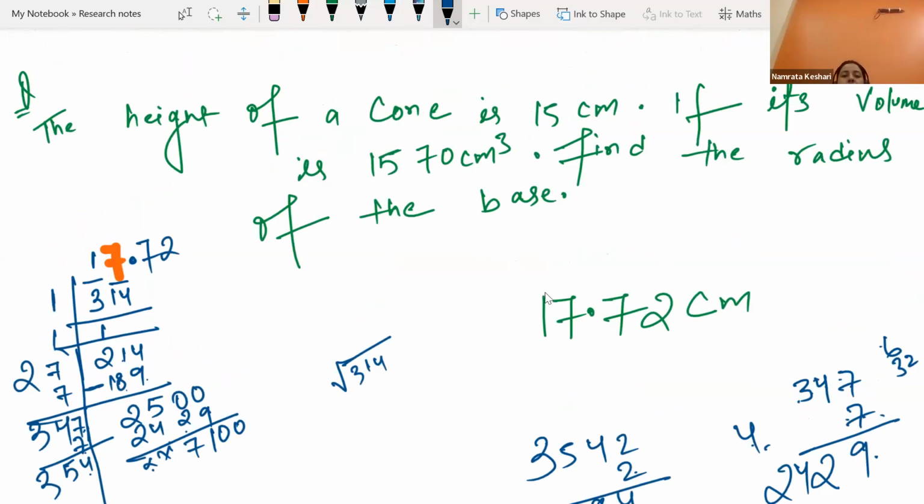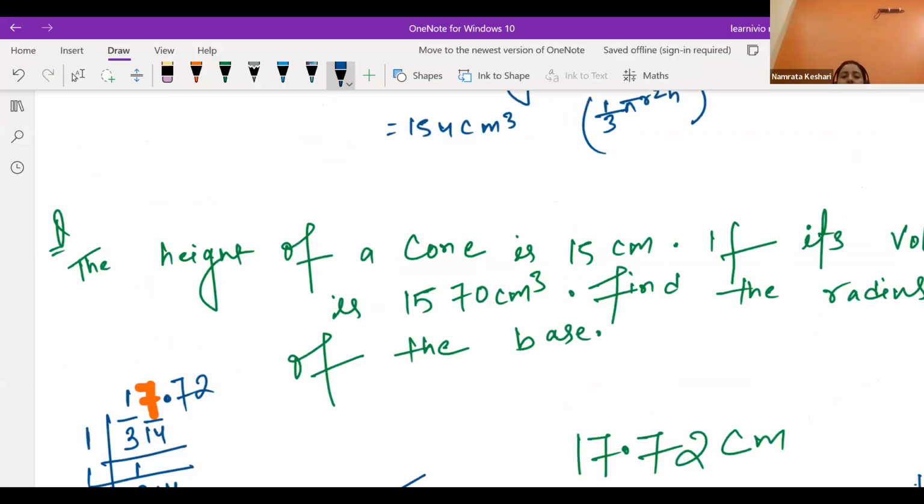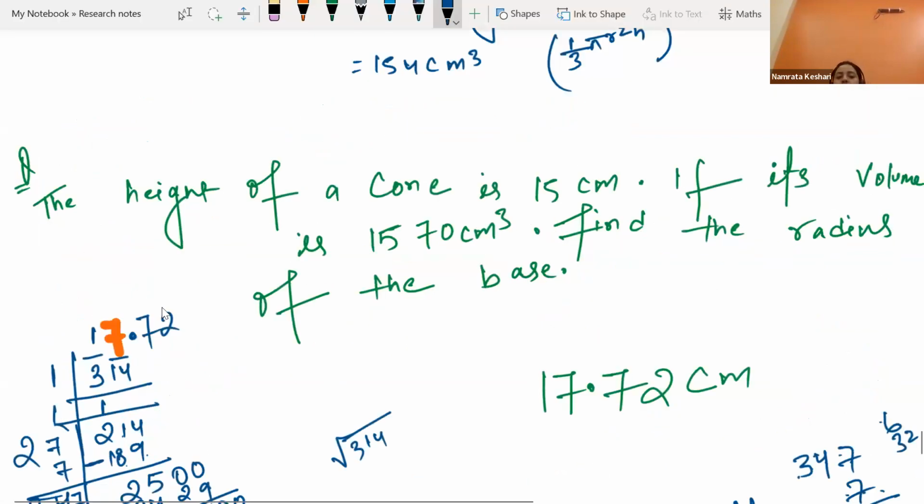Okay, let's do it. So the height of the cone. Yes, ma'am, I took the value of pi as 3.14 and the required radius of the base I got is 10 centimeter. Okay. 3.14 is also okay. There must not be a huge gap. 10 centimeter and 17.72, there is a huge gap. Even if we are using 22 by 7 and someone else is using 3.14, of course the gap will reflect, but there will be a very slight gap. But this looks like a huge gap.